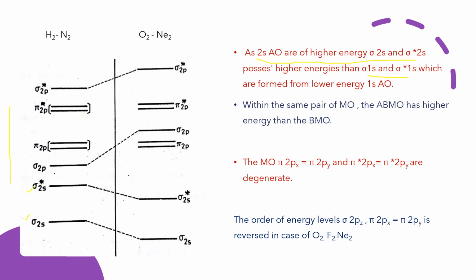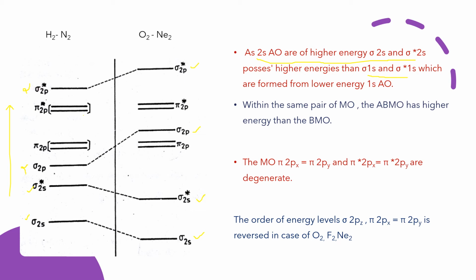This is the energy line. If you observe sigma 2pz and sigma star 2pz, antibonding is of higher energy. On this side also, sigma 2s and sigma star 2s, antibonding is of higher energy. Sigma 2pz and sigma star 2pz, antibonding is of higher energy. Always the ABMO has higher energy than the BMO.